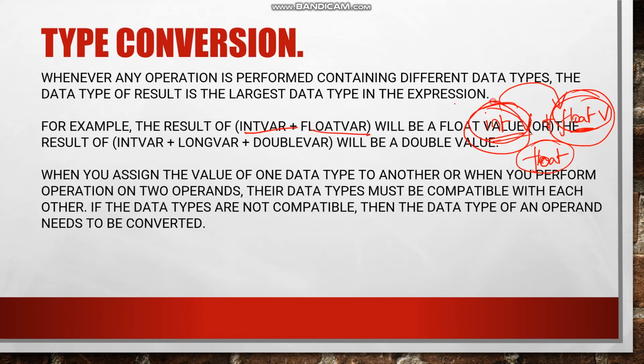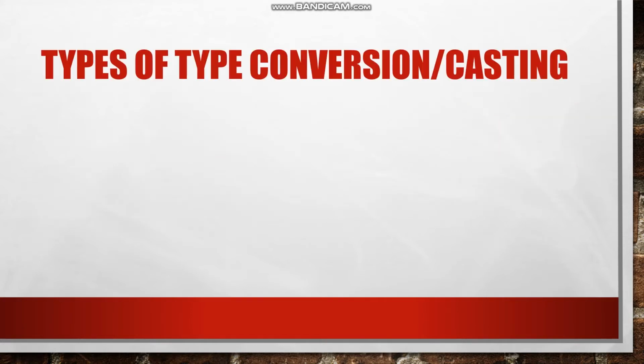For example, take int var, long var plus double var. The end result will be a double value, because double is the largest data type, where you can store a larger number of values compared to integer and long.